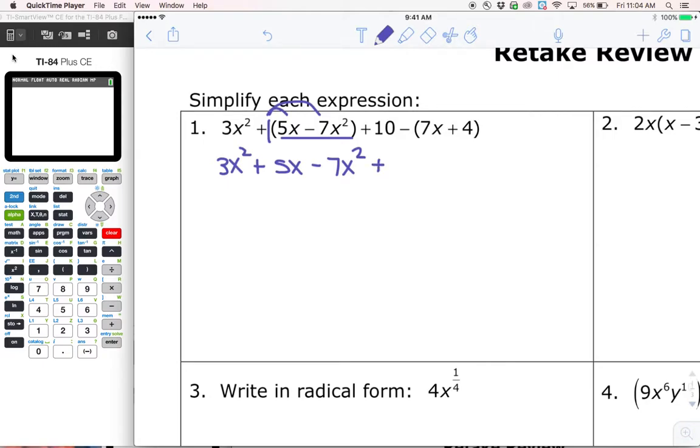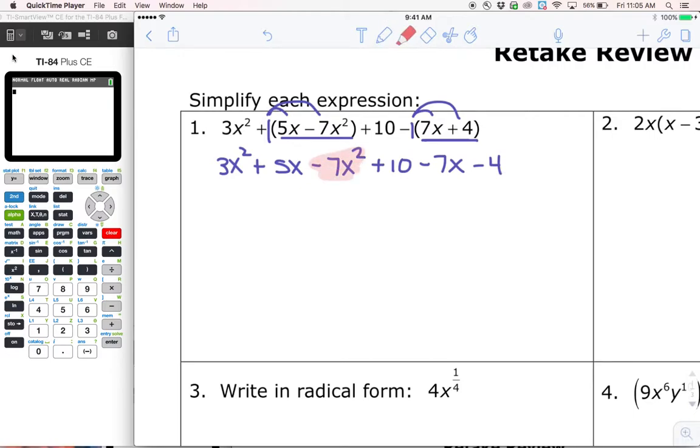Then we have plus 10, and then we have this group here, which is getting distributed a negative 1 into it, right? Negative 1 does change things. So we're getting negative 1 times 7x, which is a minus 7x. Negative 1 times 4, which is a negative 4. Once your parentheses are gone, now you can combine like terms.